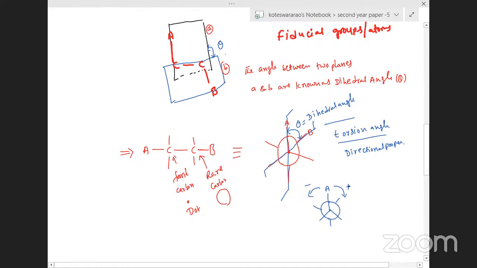Therefore, whenever you are representing the isomer, you need to represent this symbol. Whenever you are representing this dihedral angle or torsional angle, you need to indicate these symbols. That's why it indicates whether it is a clockwise rotation or an anti-clockwise rotation.